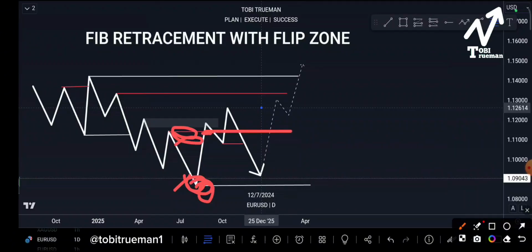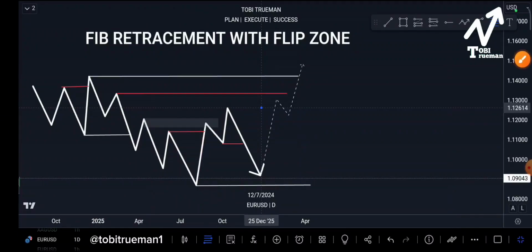Then we stretch it to the right side so it will plot for us the 50% and the 79% levels. So that's what I'm going to do right now.